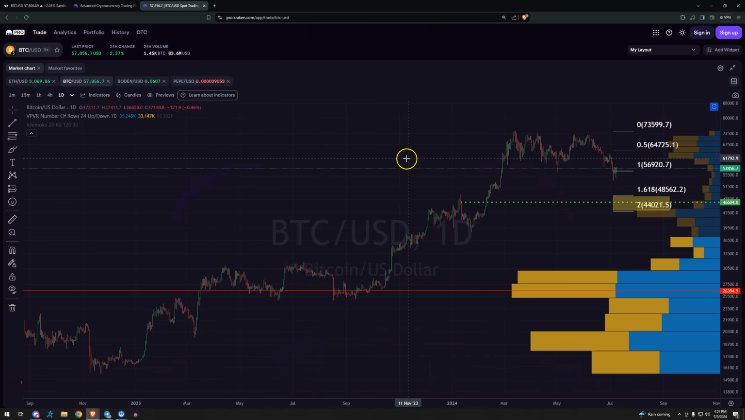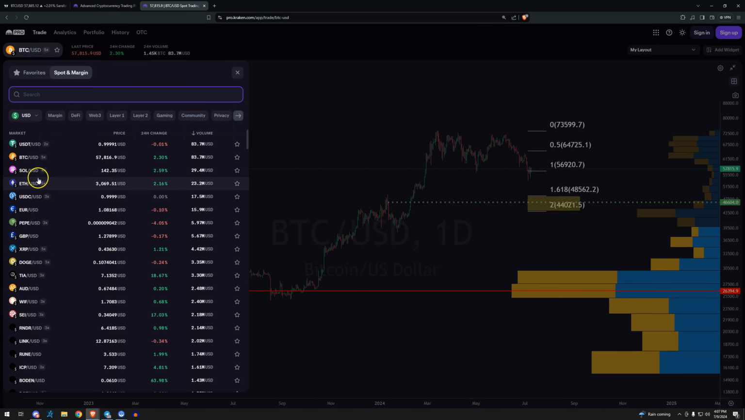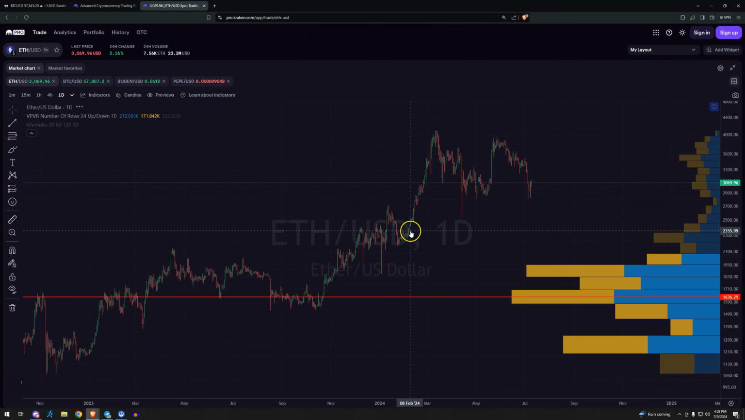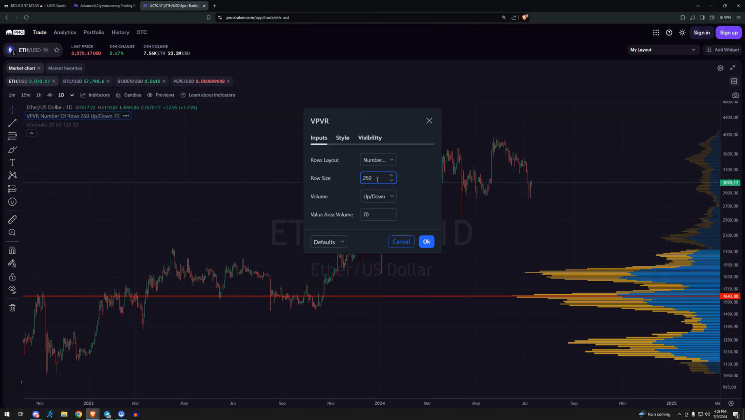On Kraken, we can also add, they call it VPVR, depending on which update in which software you're looking at, it's going to be VPVR or VRVP, volume profile of the visible range in this case. And you can, of course, look at this on any coin. We can go to ETH and instantly sort of see where is support, where is resistance. We can adjust this a little bit. Let's go, I don't know, 250.